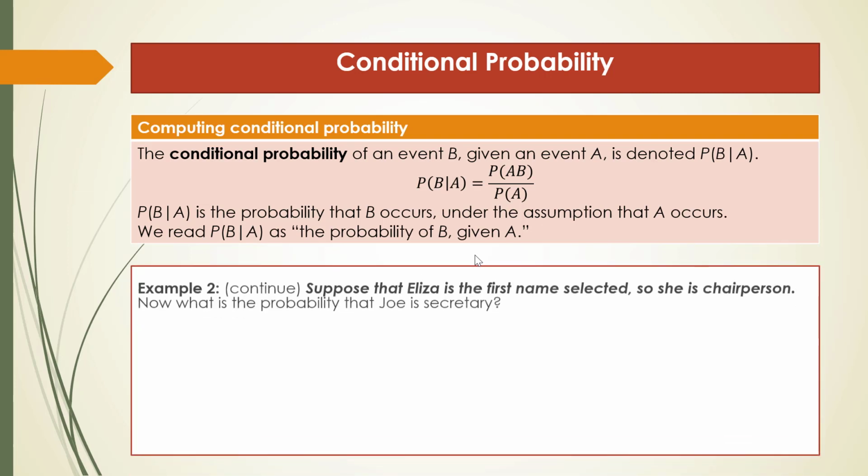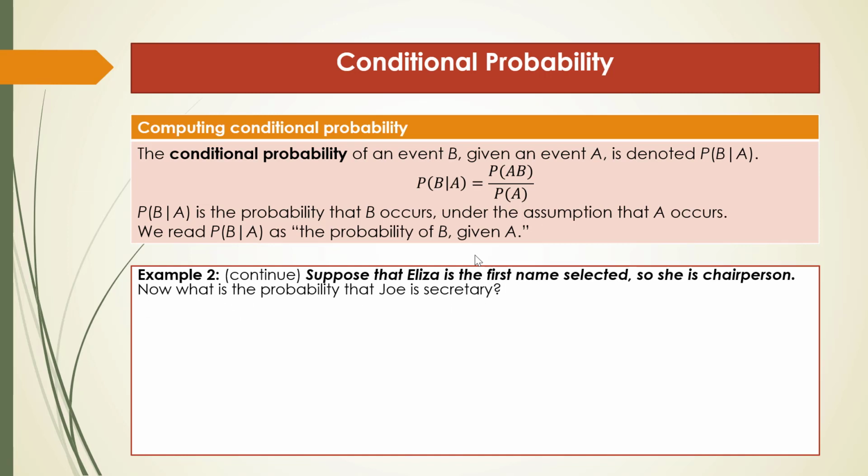Let's consider example 2. We are going to continue with example 2. Suppose that Eliza is the first name selected out of 4. So she is the chairperson. What is the probability that Joe is the secretary?